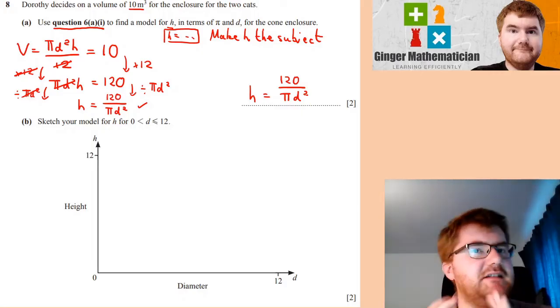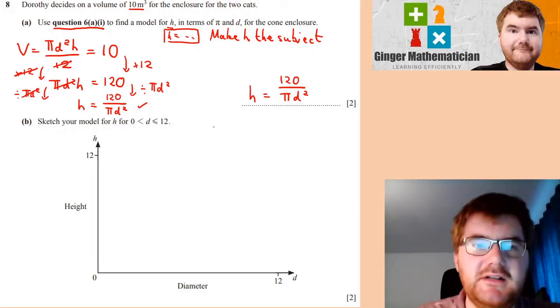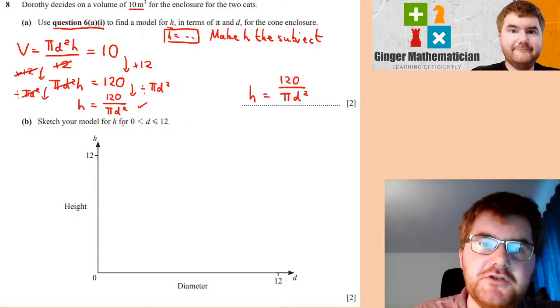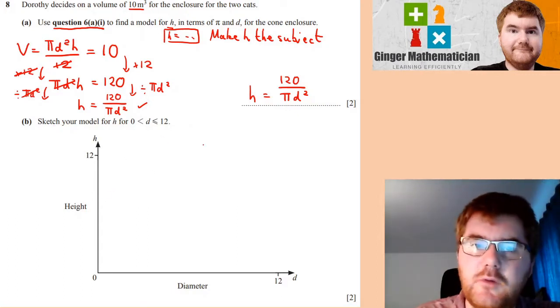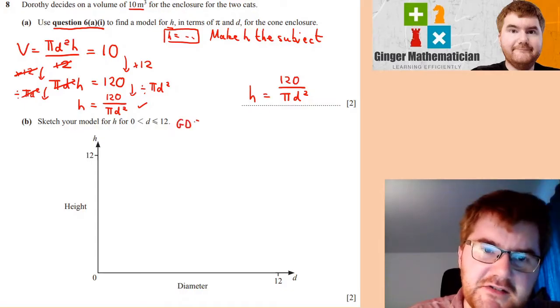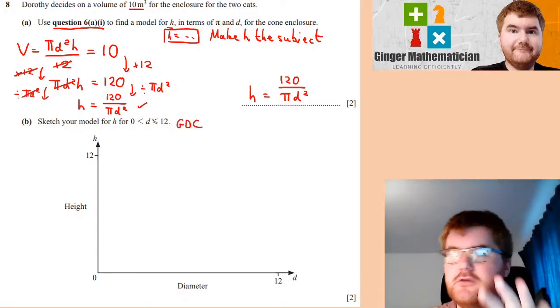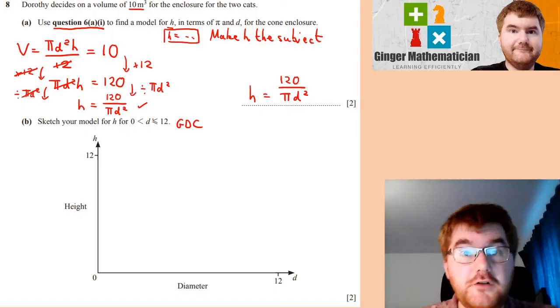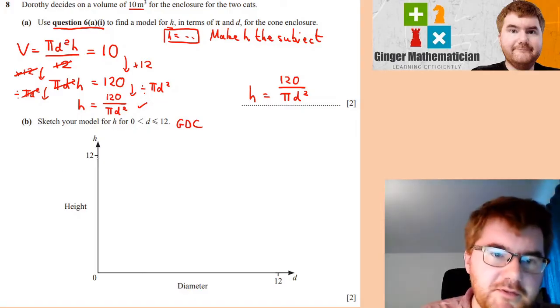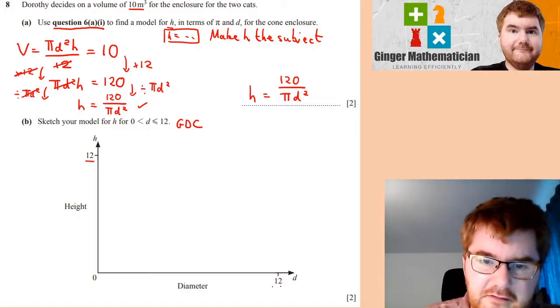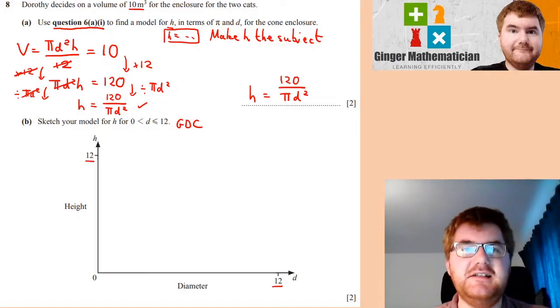And now comes a very typical thing they expect you to do on the modelling paper, which is to do a sketch of the model for this particular set of axes, and this is where the GDC comes in. So as soon as you see a graph sketch on your modelling paper, you know there's going to be a graphical calculator element to it. So let's go over. Remember, we're going to work between a scale of 0 to 12 and 0 to 12. Let's pop it in and see what happens.